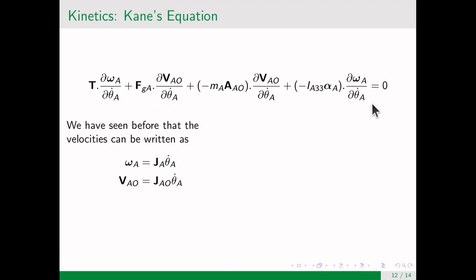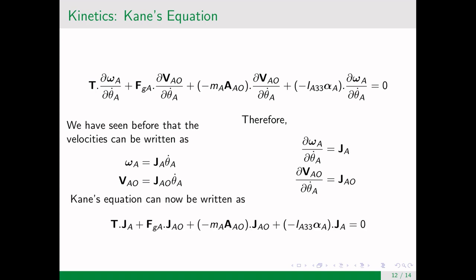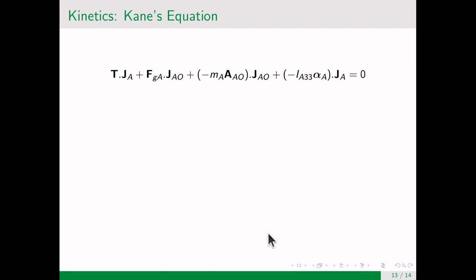So this is your Kane's equation. While doing the velocity analysis, we have seen that omegas can be written as JA times theta dot, and velocity also can be written as JAO times theta dot. So this gives partial omega by partial theta is JA and partial V by partial theta is JAO. Using this in the Kane's equation, we get the equation below.